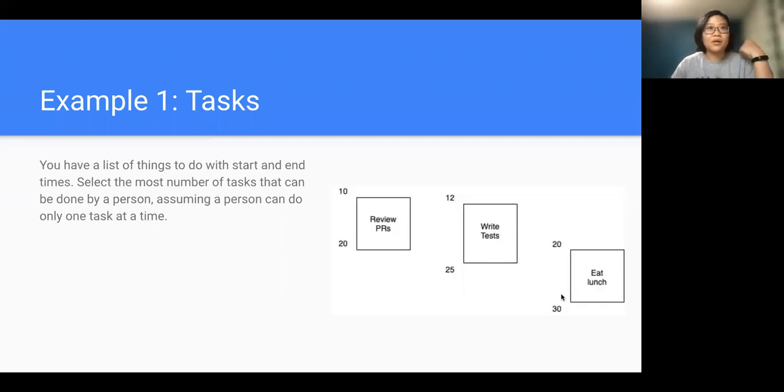And this is how you want to think about greedy algorithms. You want to do things step by step, and at every step you have an option to choose what is best to do here.